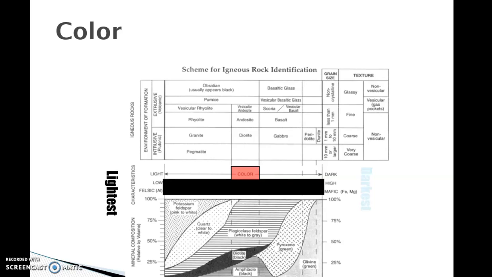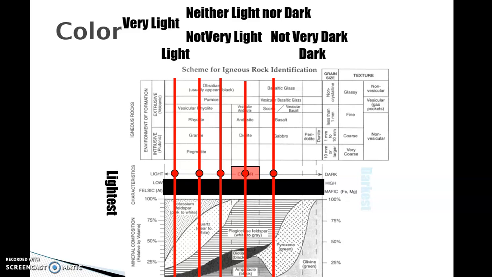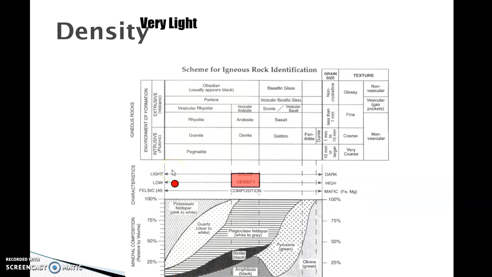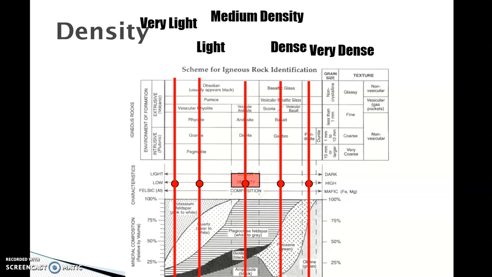Color. If we move to the left on the chart, it'll be very light in color. And as we progress across, it gets darker and darker till we get to the extreme right where they're darkest. These guys are basically black. These guys are basically white. Density is our next one. It's low density on the left. It feels light in your hand. And on the right, we have high density. So it feels very heavy for its size.